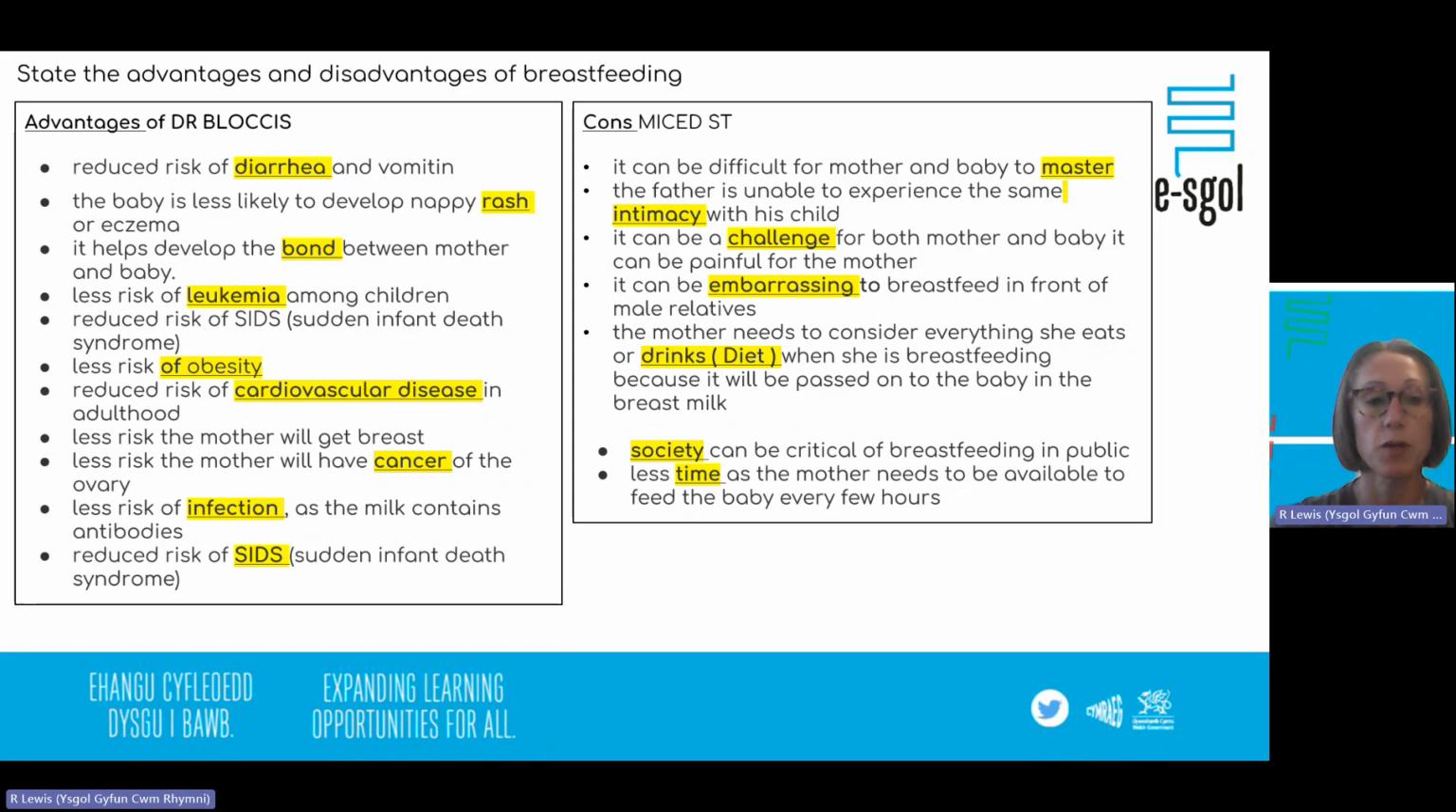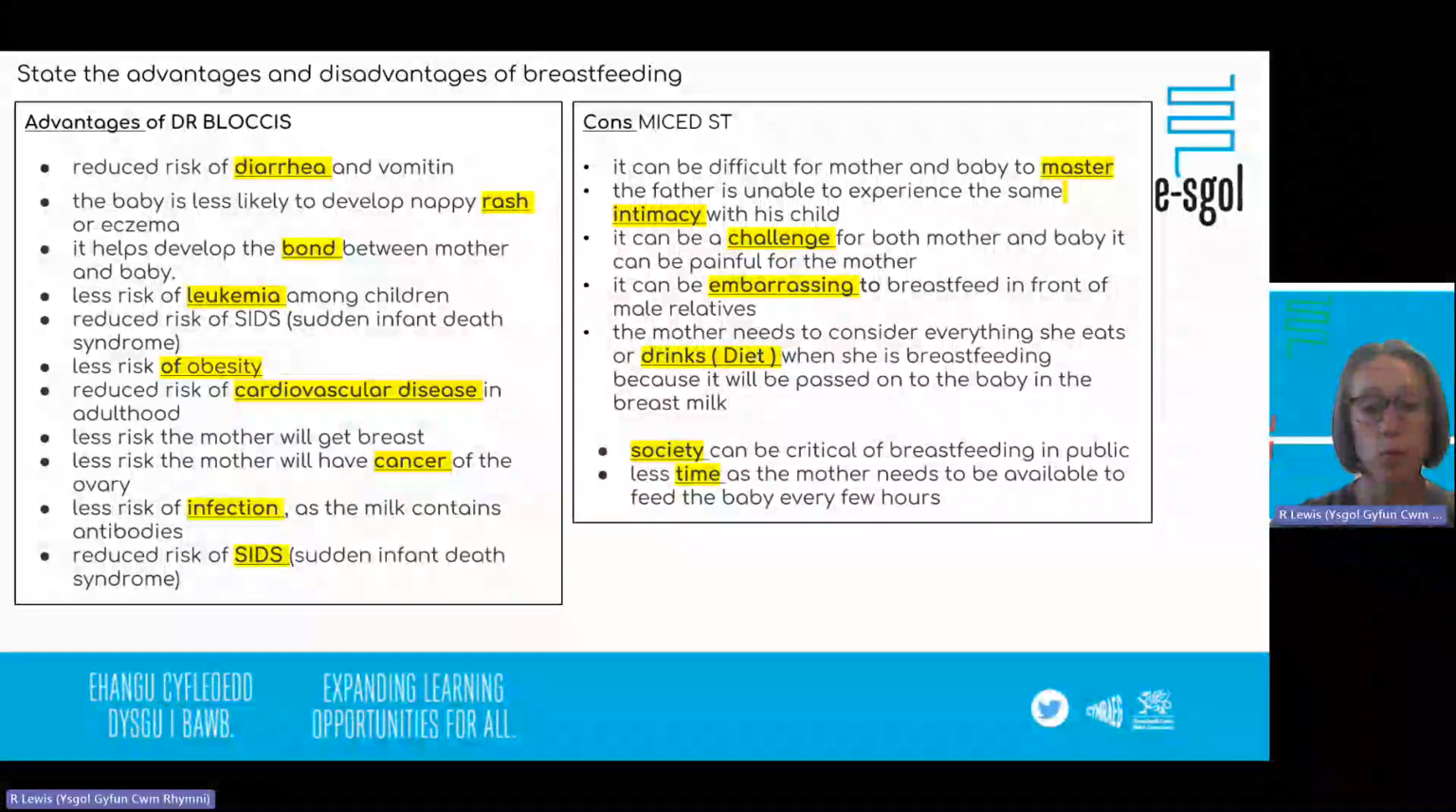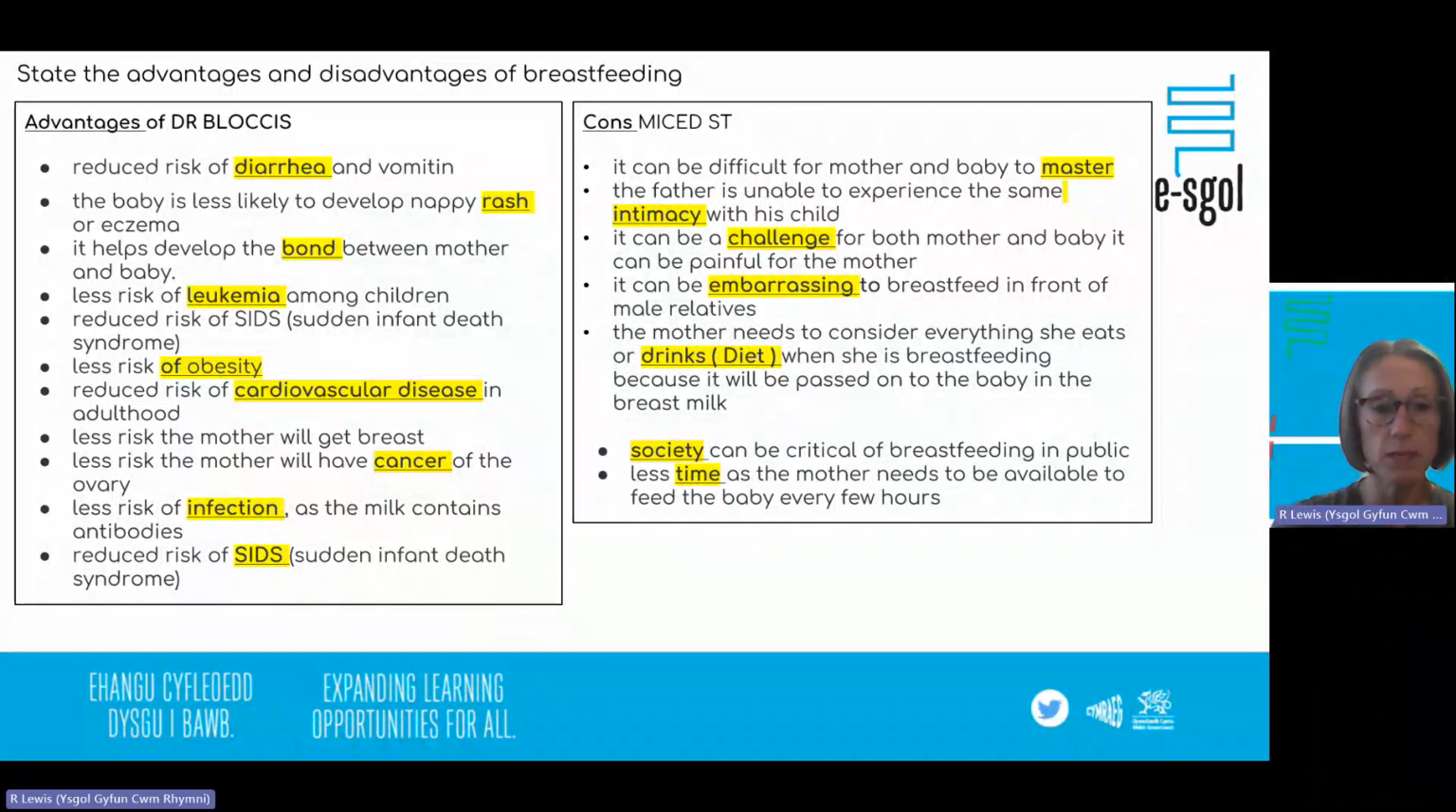Okay, so here we have an anagram, Dr Blockis. Okay, the D being the baby is less likely to be of risk of diarrhea and vomiting. Sorry, G at the end. The baby then is less likely to have nappy rash. So that was my R, or eczema. The B being to help bond between mother and baby.